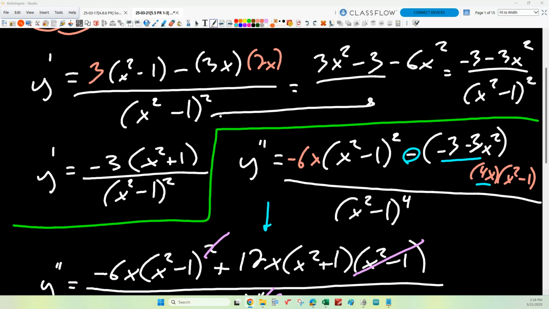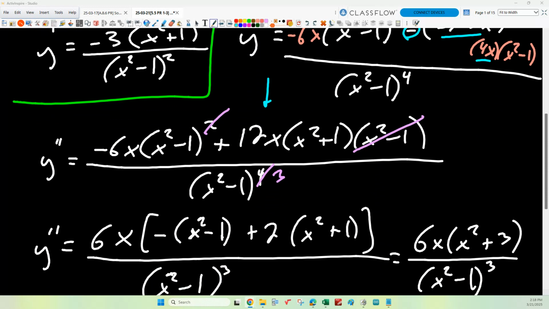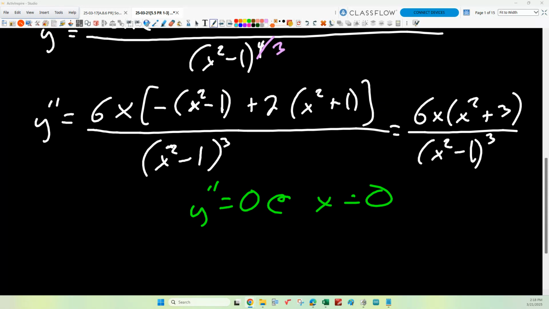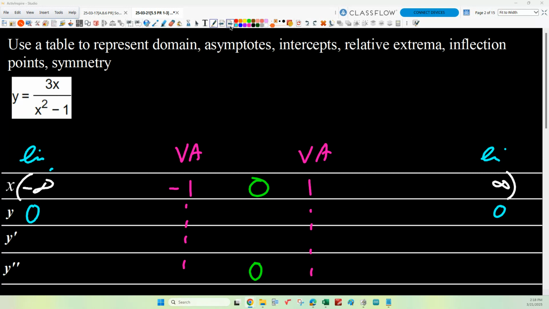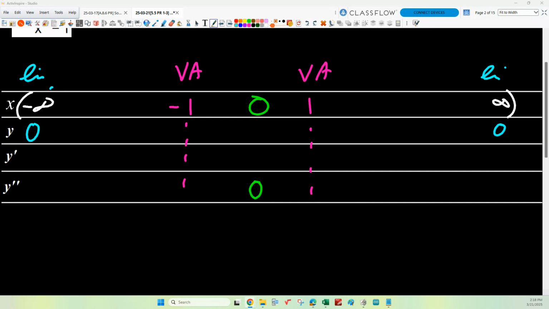Does that make sense? And there are no zeros of the top because the factor x squared plus 1 is never 0. It's always positive valued. So we got no first derivative critical numbers. When we took the second derivative and all the dust settled, we got that. And so the quadratic factor gives us no zeros, but 6x is 0 when x is 0. So we got one critical number from the second derivative, and that's it for this entire function. So this was our table. Okay, we just need to complete it.